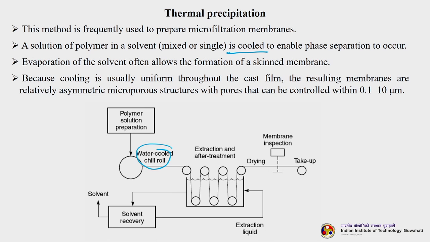The film is passed through an extraction chamber. Whatever round shaped things you are seeing are conveyor belt type arrangements, and the film is passing through this chamber. Then it goes through drying, and the extraction solvent can also be recycled back.